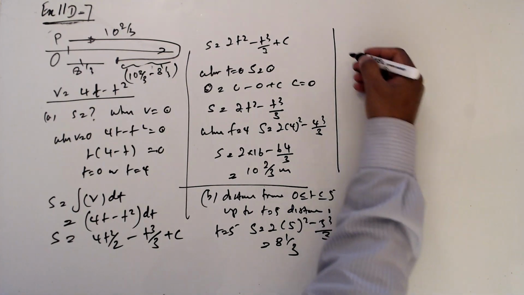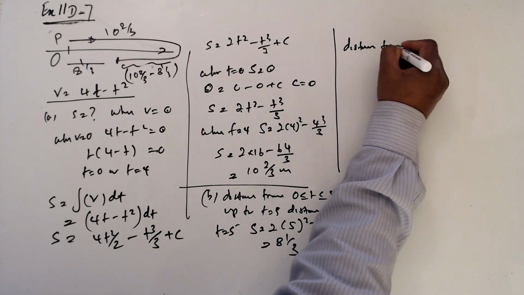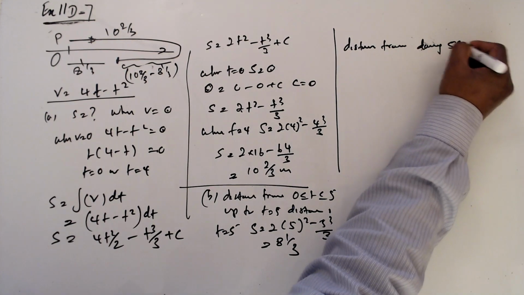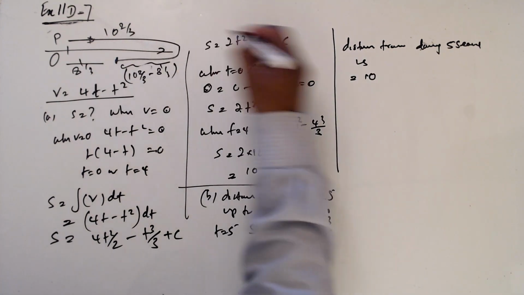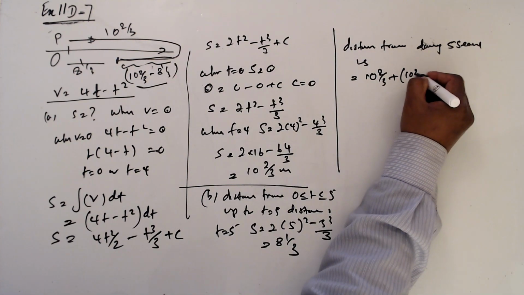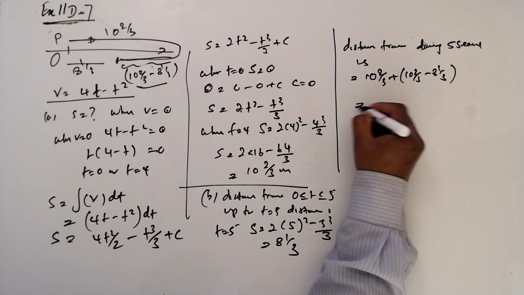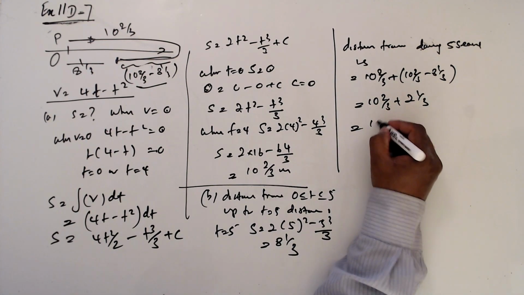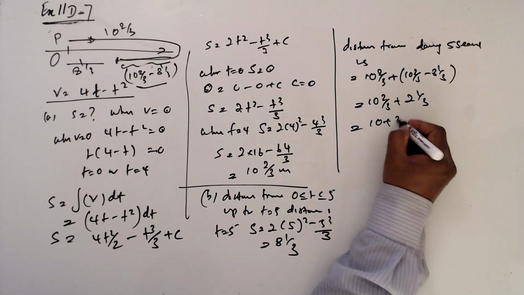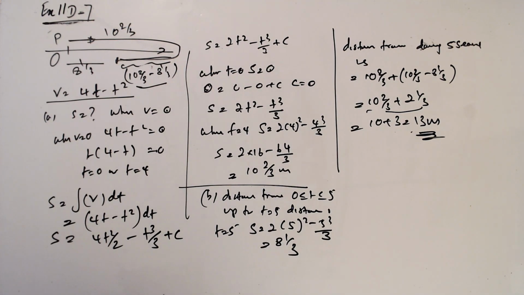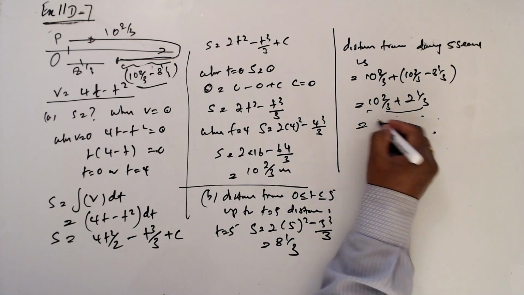So then the distance traveled during 5 seconds is 10 2/3 plus this difference, 10 2/3 minus 8 1/3. So this is going to be 10 2/3 plus 2 1/3. So this is going to be 10 plus 3, that is 13 meters. 10, and this is added to this one, 3 out of 3 makes 1. The final answer is 13 meters.